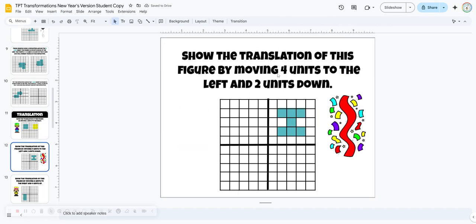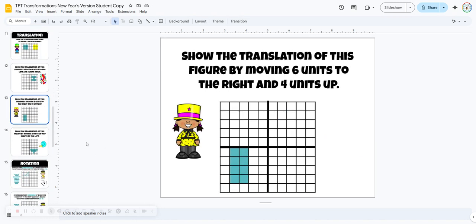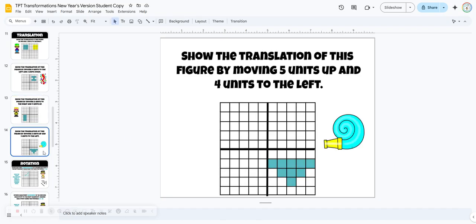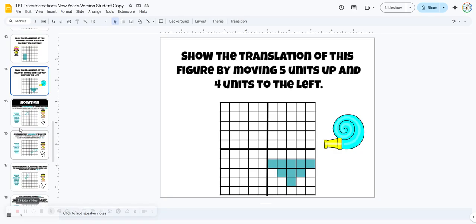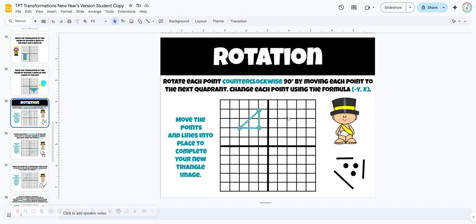The next one, they have 2 movements. This one they're going to be moving 4 units to the left and then 2 units down. There are 2 movements on the next slide, and then 2 more on slide 14. Then we move on to rotation. With rotation, we're going to be moving around the origin.